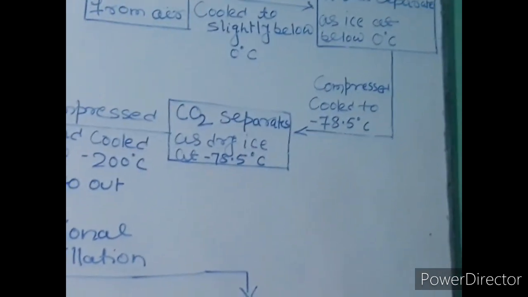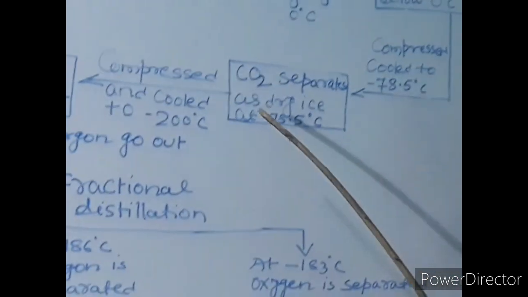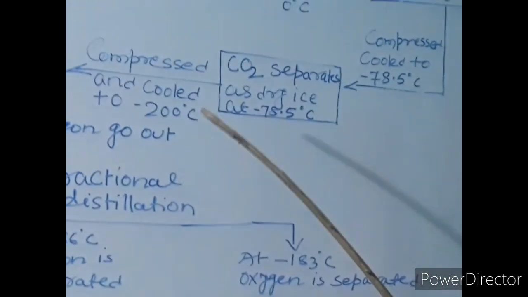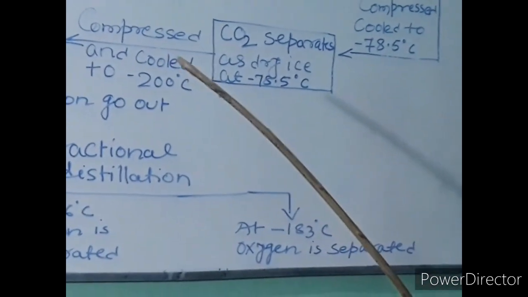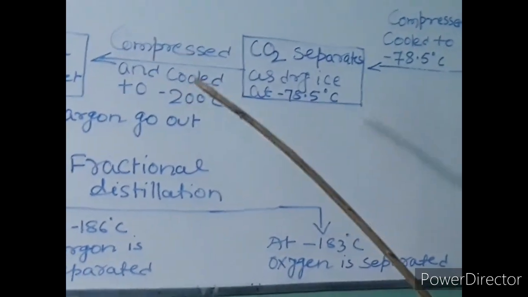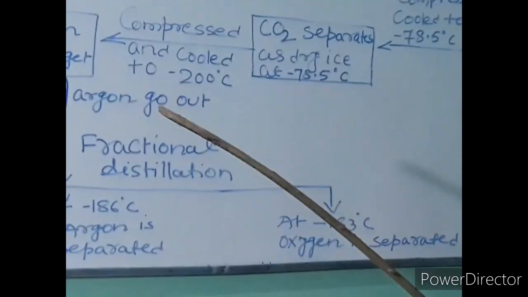Carbon dioxide gas converts into solid carbon dioxide, and that is known as dry ice, because when we touch it, it does not make our hand wet. That's why it is called dry ice.